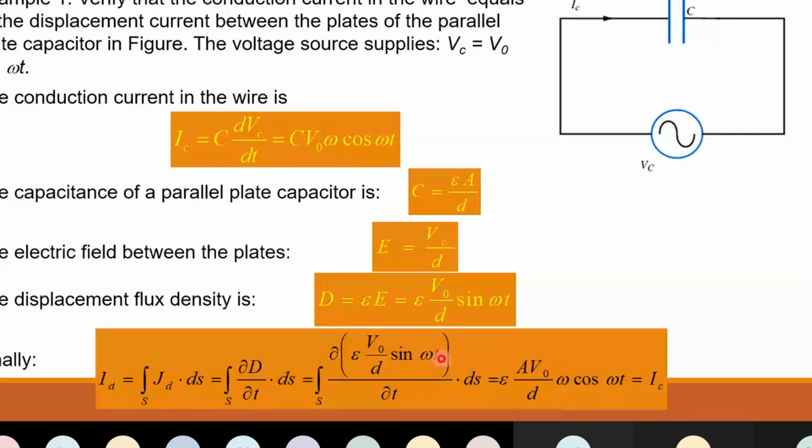Integration of sin omega t is equal to cos omega t. So finally it is equal to IC that we have derived. This means displacement current is equal to conduction current. Okay, this means there is some kind of displacement of charges from the positive plate to the negative plate, and hence this current is called displacement current. So conduction current is equal to displacement current.